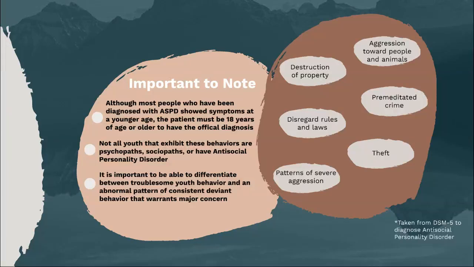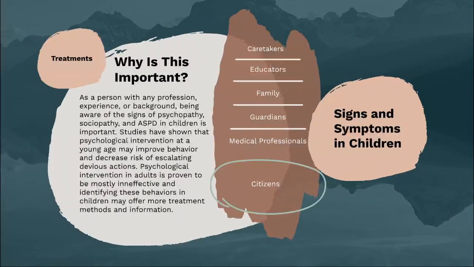I also want to say that it is very important to be able to differentiate between troublesome youth behavior that is sometimes common in certain areas and age ranges, and an abnormal pattern of consistent deviant behavior that warrants major concern. Again, this is why this is a separate diagnosis versus conduct disorder or other disabilities or deficits.